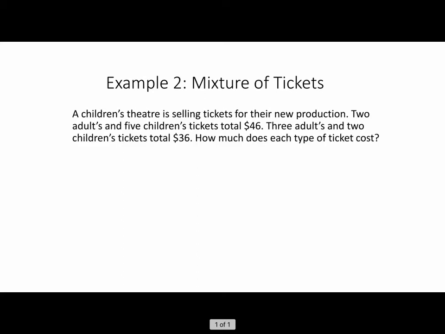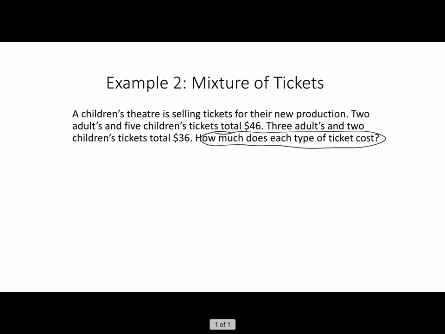In our second example of a system of linear equations, we're looking at mixture of tickets here. A children's theater is selling tickets for their new production. 2 adults and 5 children's tickets total $46. 3 adults and 2 children's tickets total $36. How much does each type of ticket cost?